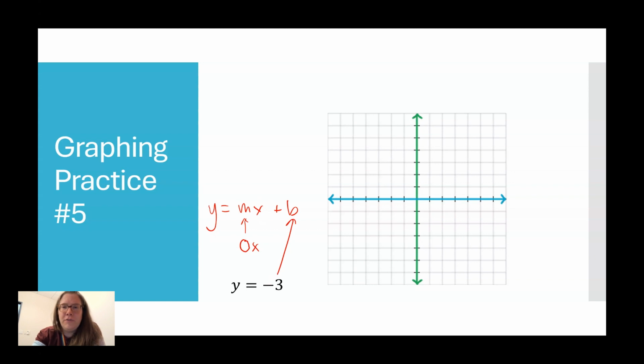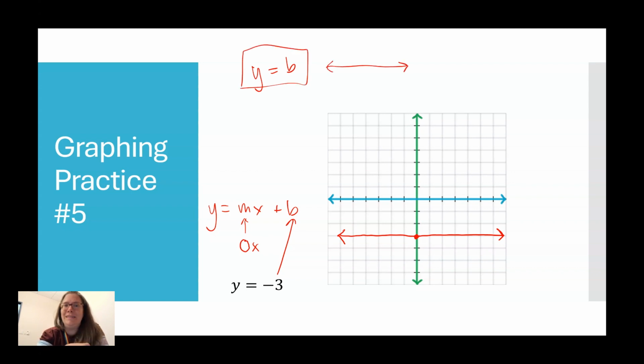So I'm going to start at -3 just like I would. But now, since there's a slope of 0, that has to be a perfectly flat line. We're just going left and right. Every time we have a y equals a number, there are always going to be these flat horizontal lines with 0 slope.